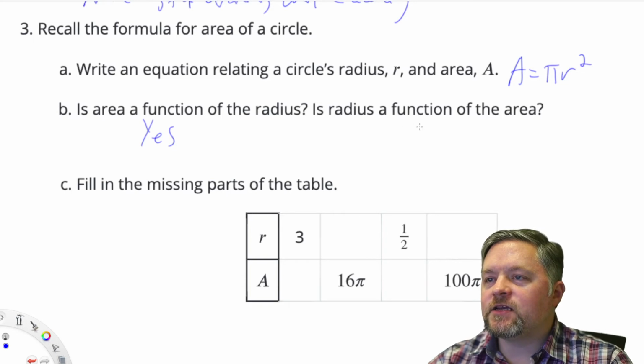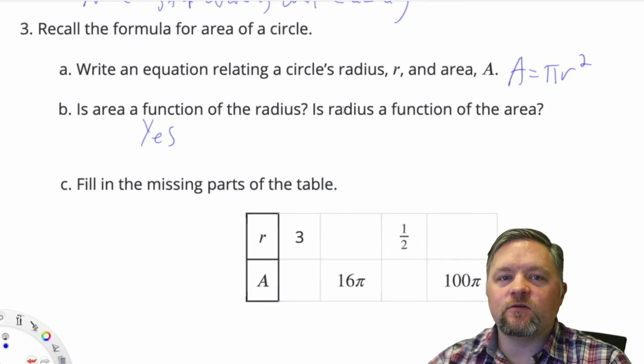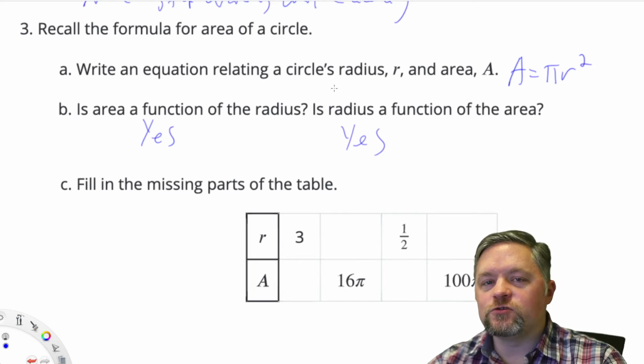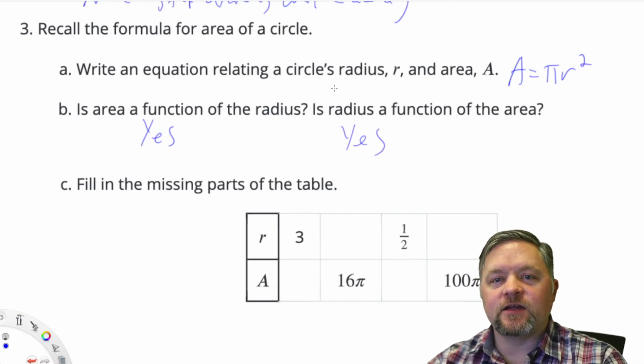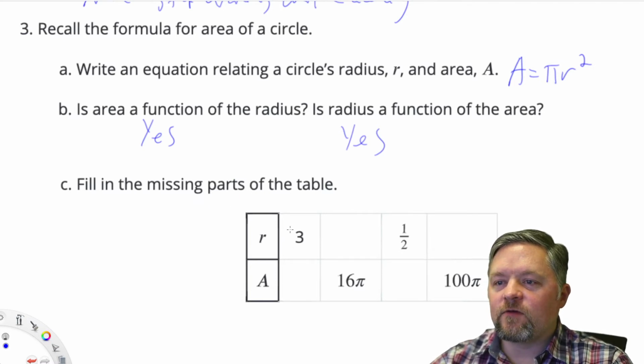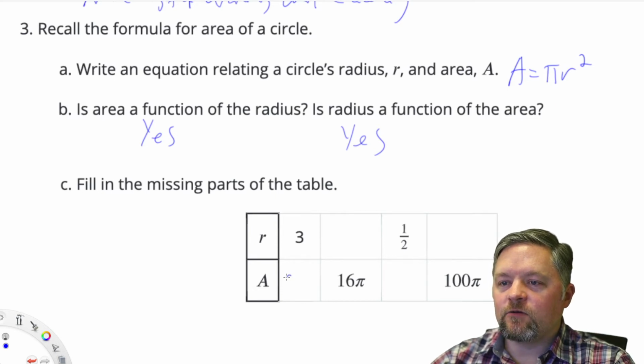Is radius a function of the area? If we know the area of the circle, do we know what the radius is? Also, yes. We can't have 2 circles that have the same area and a different radius. Okay, fill in the missing parts of the table. If the radius is 3, if we plug in 3 squared is 9, the area would be 9 pi.